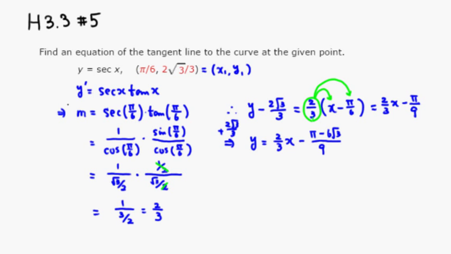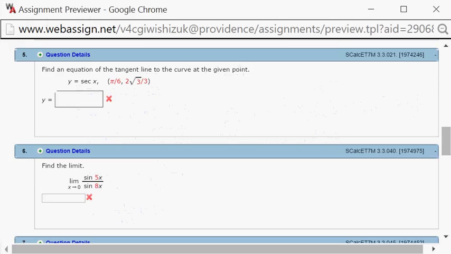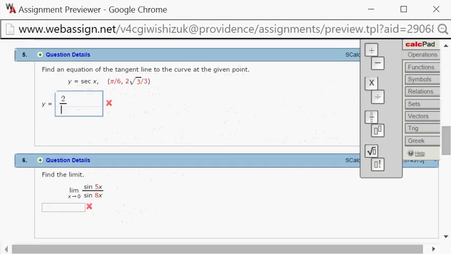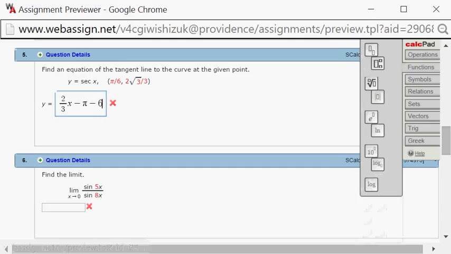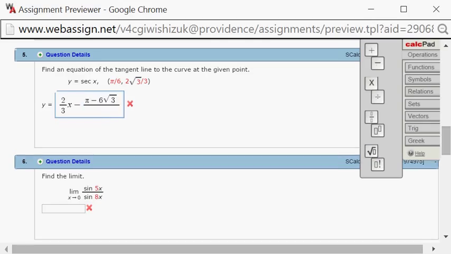Alright, so let's type it in. We got 2/3 x minus pi, which is going to be a Greek letter, say pi, minus 6 square root of 3, where's the symbol, operation square root of 3, and over 9. So I'm going to have to put this over 9.